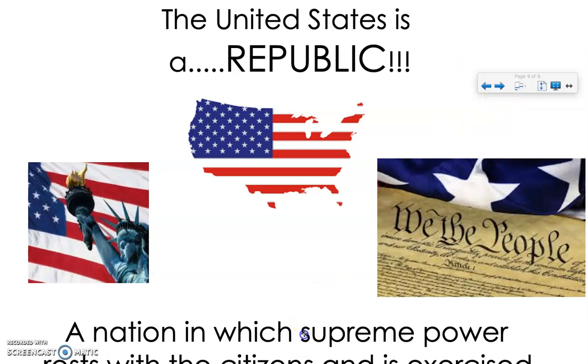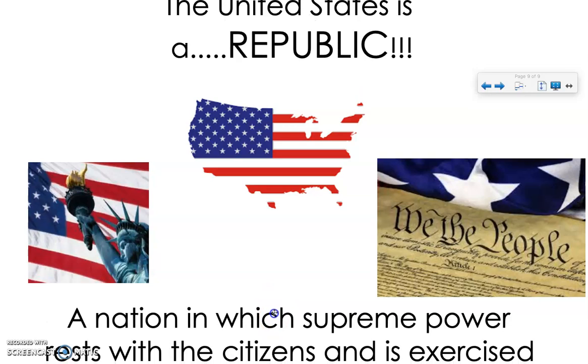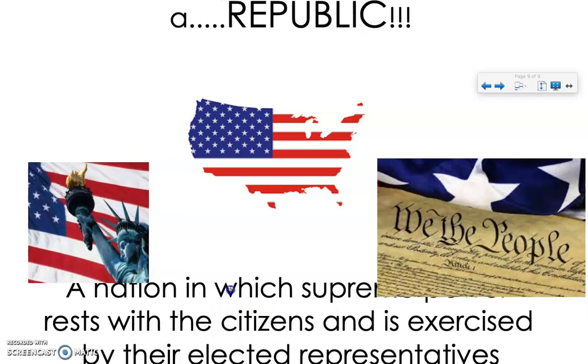Lastly, keep in mind the United States is a republic. We are a representative democracy. So when we get to Chapter 2 and we start talking about all these definitions, we are here in the United States a representative democracy. We are not a direct democracy. We are not individually involved in the decision-making process. We as a people vote for people to represent us in government. So we are a nation in which supreme power rests.